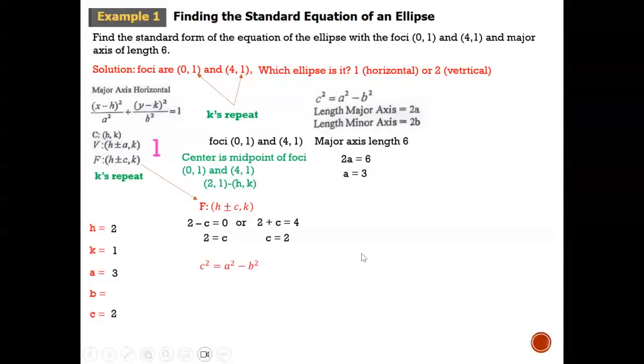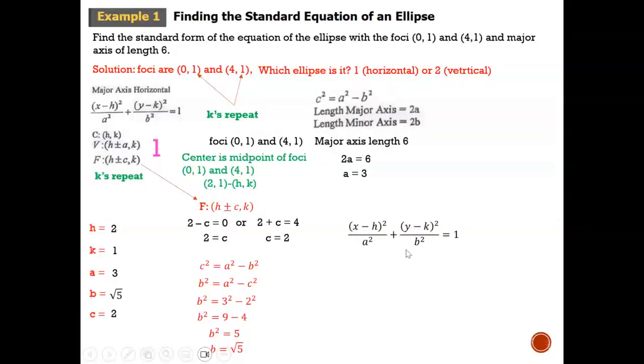So then how do we find b, right? With the formula c squared equals a squared minus b squared. So this is equivalent to b squared equals a squared minus c squared. So let's plug in the values for a and for c. My a is 3 and my c is 2. So b squared is equal to 3 squared minus 2 squared, which gives us 9 minus 4. So b squared is equal to 5. So b equals the square root of 5. So I got my b, square root of 5.